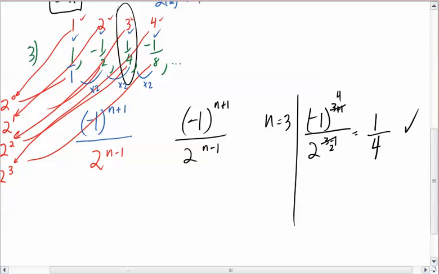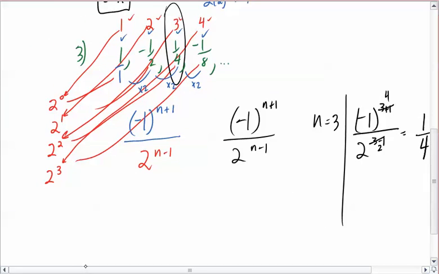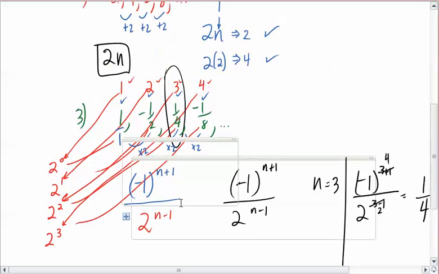Okay, I could check a couple of others, but I'm going to go ahead and move on to the next one. If I have another one, I don't have another one. Well, excellent.